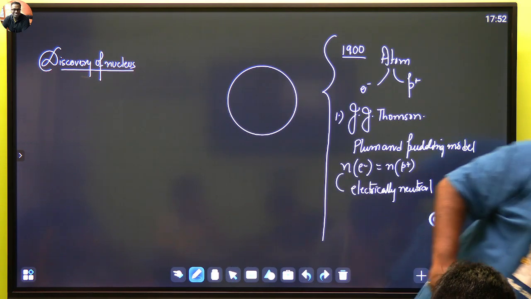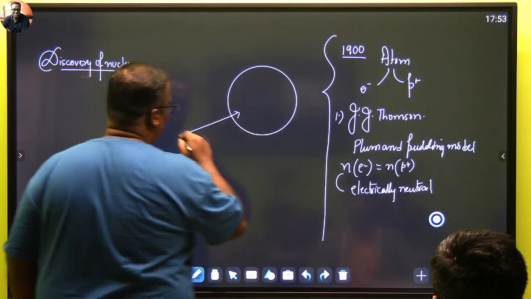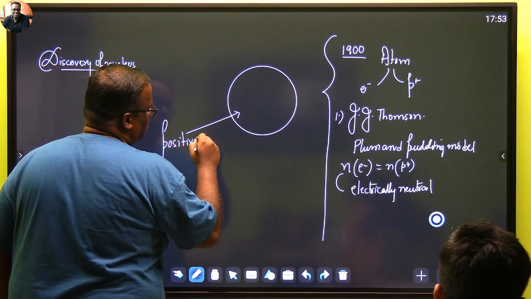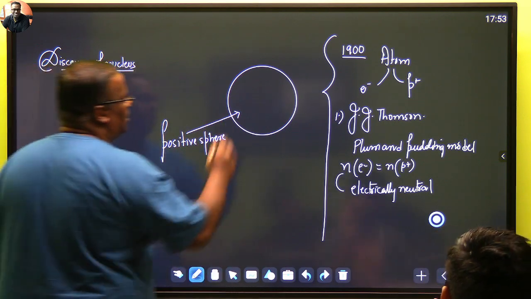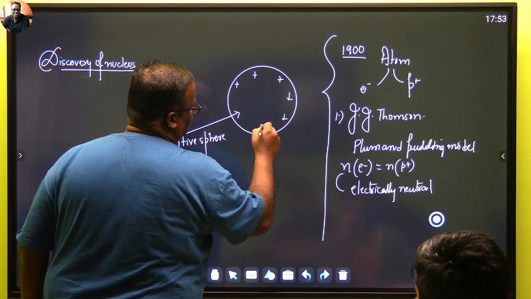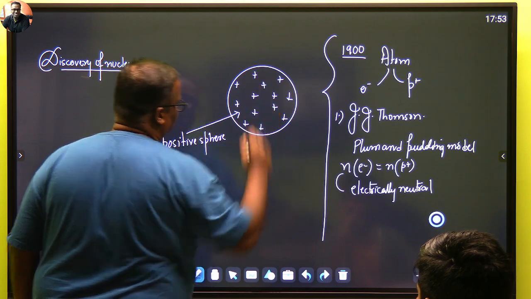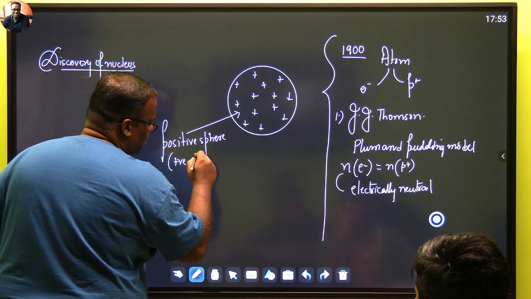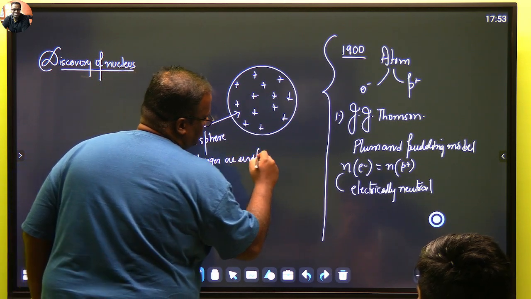Yeah, the atom was a, very sorry children, the whole atom is a positive sphere. And that means the atom is like this: positive, positive, positive, positive. Jitne positives hone chahiye. And this positive sphere is where the positive charges are uniformly spread.